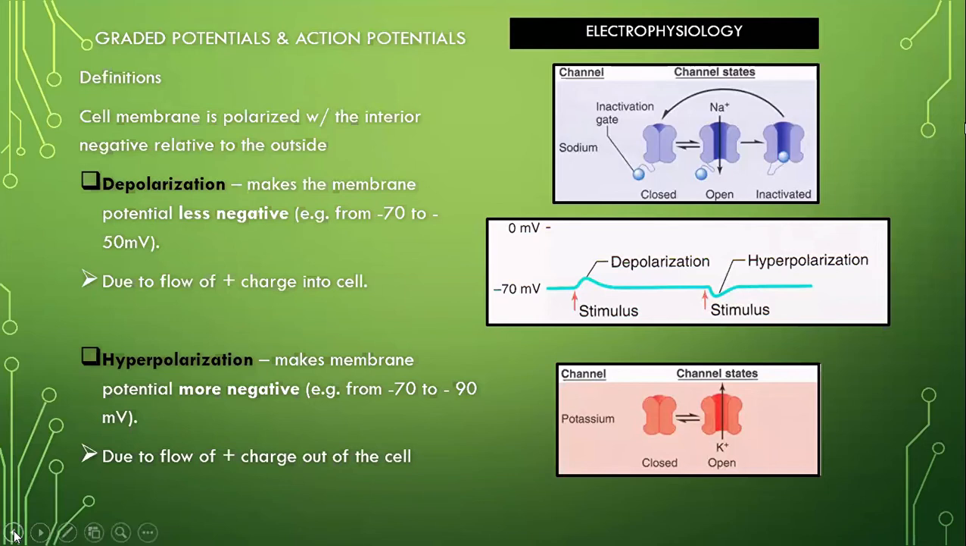Depolarization makes membrane potential less negative because there is a stimulus, due to flow of positive charge into the cell, your sodium. Hyperpolarization makes membrane potential more negative, example, from minus 70 to minus 90, okay? Due to flow of positive charge out of the cell. This is your potassium. This is closed.